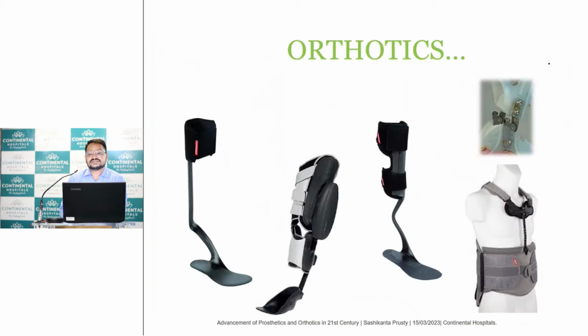Then coming to customized orthotics. When we say prosthesis, the part is not available and we put an artificial part. But when we say orthosis, the person's body part is available, but because of some disease or some condition it is weak, or they are not able to move it, or the function it is meant to do is not happening. Then we can give some customized devices.